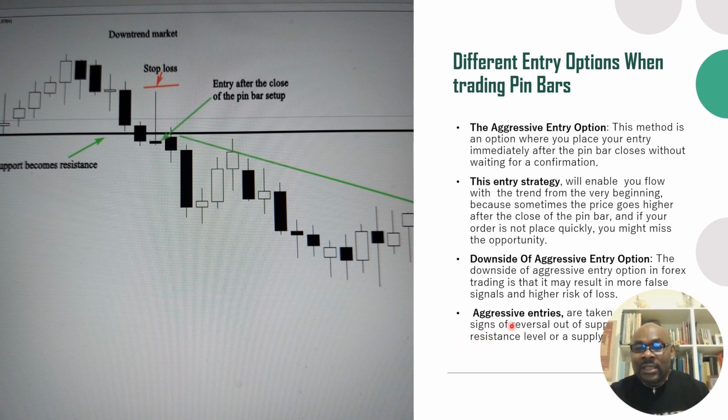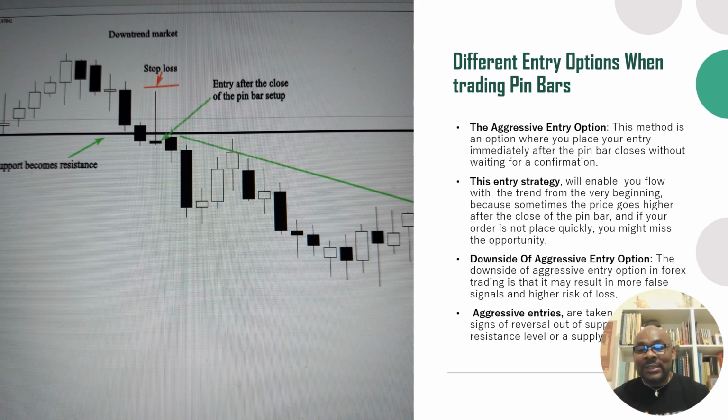It's worth doing. Aggressive entries are taken at the first signs of reversal out of a support and resistance level, or a supply and demand level. You have to watch the level where you place your entry. It's very, very important, guys, because you don't just see a pin bar anywhere and then place your trade. No, it has to be at a level, a resistance level or support level, or use the words demand and supply. So that is how you must watch out for levels before you place your entry.